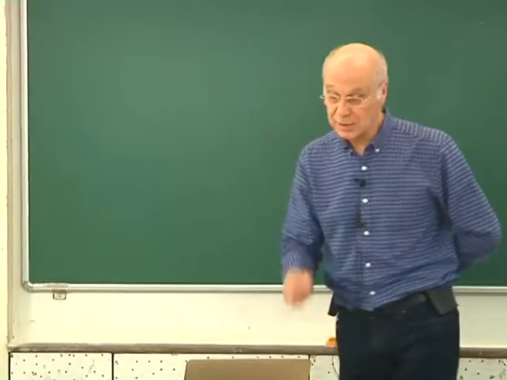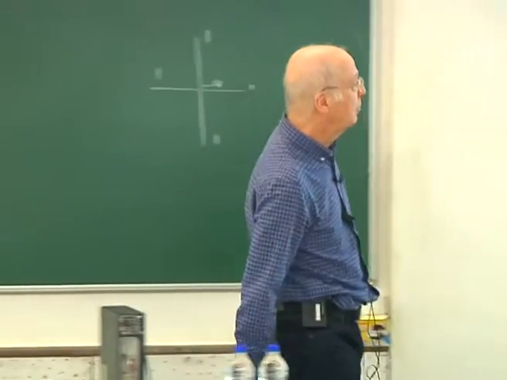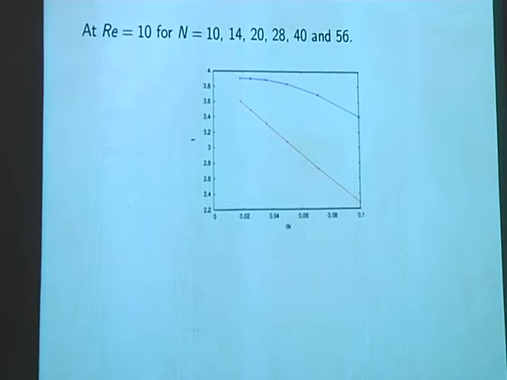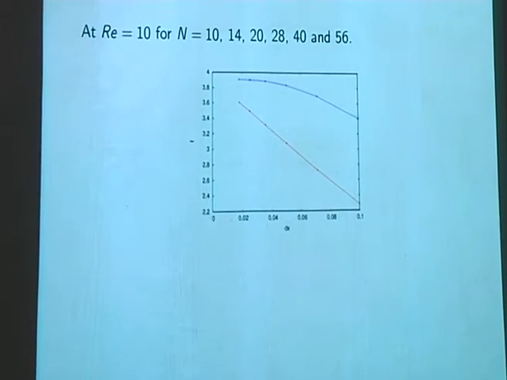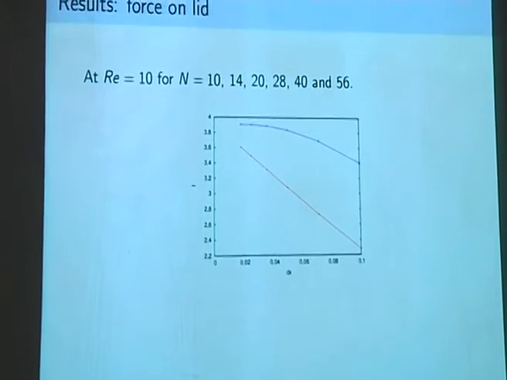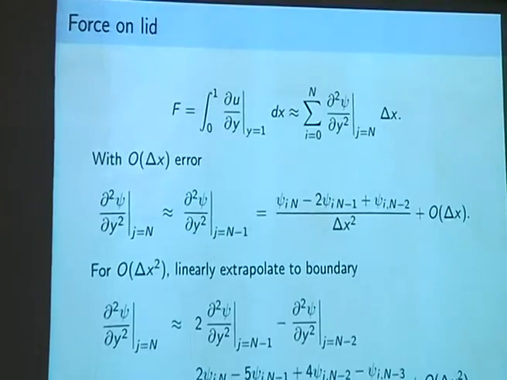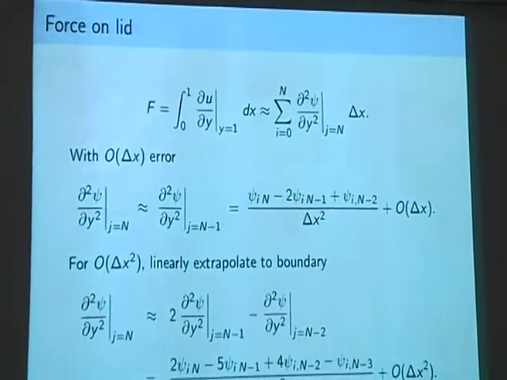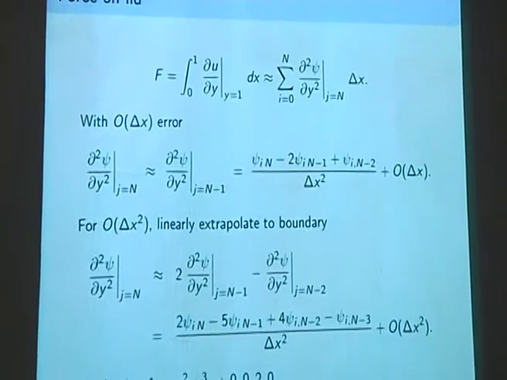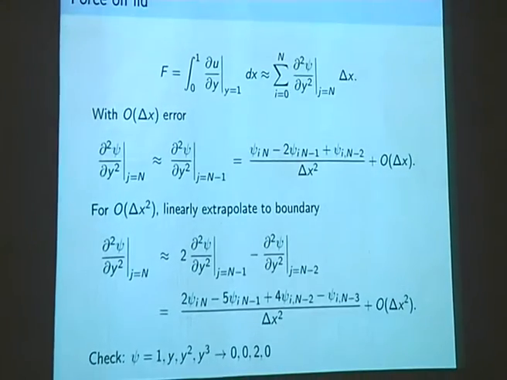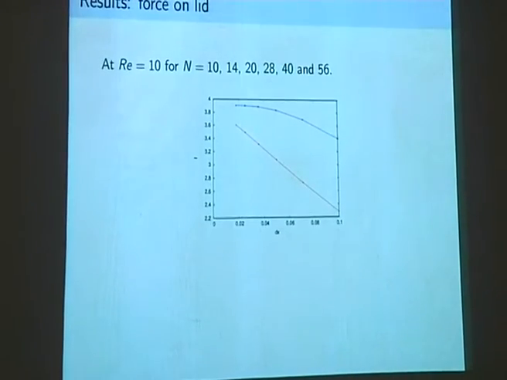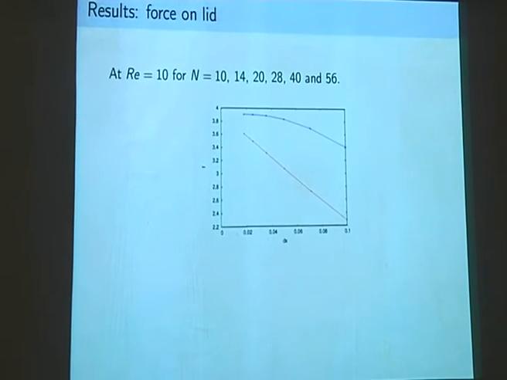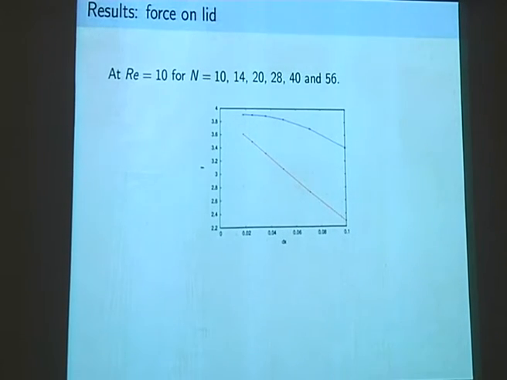Okay, so these are the results for the force on the lid as a function of delta x. The red curve is the first order linear law, and the blue curve is that second order. So the red curve is going to be this first order approximation. The blue curve is second order, so it's got a delta x squared. So if we plot the force as a function of delta x, I have a linear variation and I have a delta x squared variation.